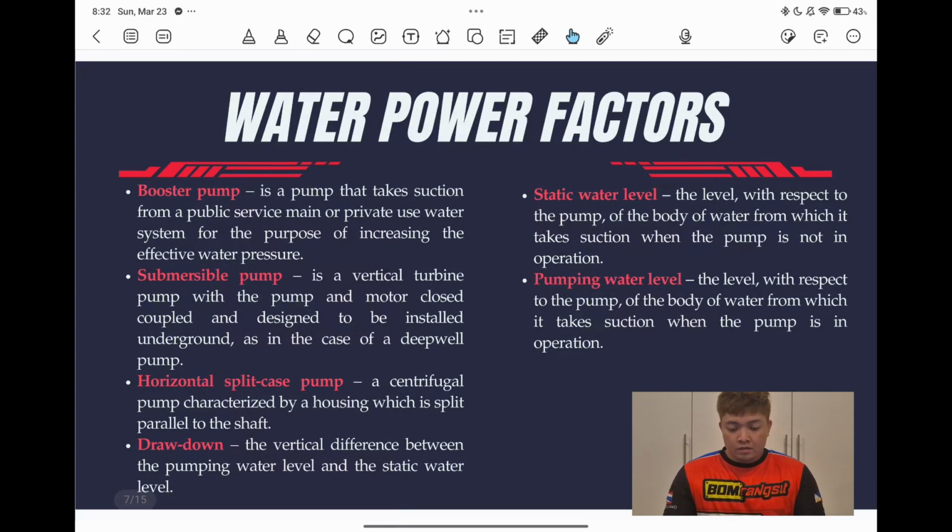Then, static water level naman is the level with respect to the pump of the body of the water from which it takes suction when the pump is not in operation. Then lastly, pumping water level: the level with respect to the pump of the body of the water from which it takes suction when the pump is in operation.